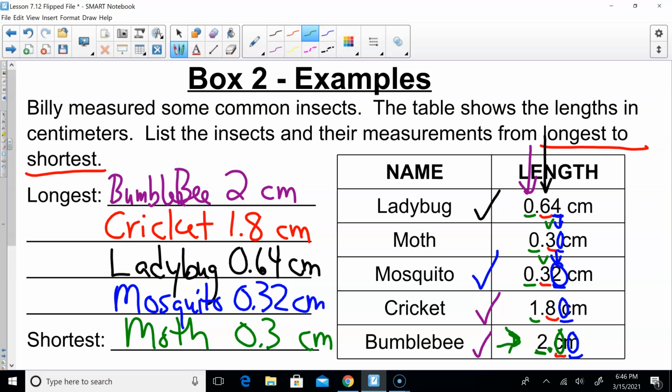So that's how you go about setting up a chart to make sure all of your numbers have the same number of place values, and then making sure you follow specifically what the directions are asking you. Here it says longest to shortest. If it said shortest to longest, my numbers would be different because of the order they have to go in. So you can pause the video, write the chart down, and write longest to shortest to help guide you with your examples.